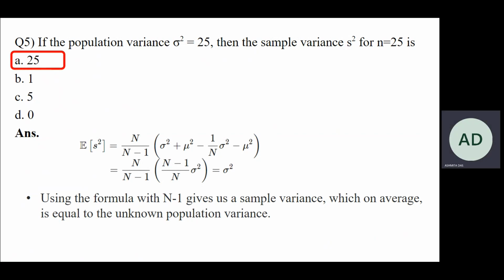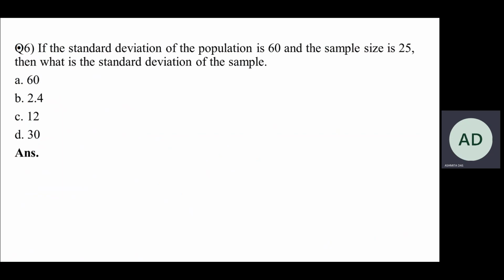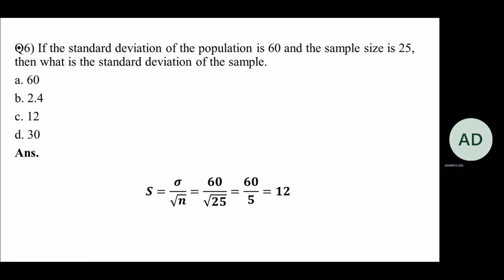Now moving to the next question, that is question number 6. If the standard deviation of the population is 60 and the sample size is 25, then what is the standard deviation of the sample? There are four options: 60, 2.4, 12 and 30. So for the correct answer, we use the formula of the standard error or the standard deviation of the sample, that is sigma divided by root n.